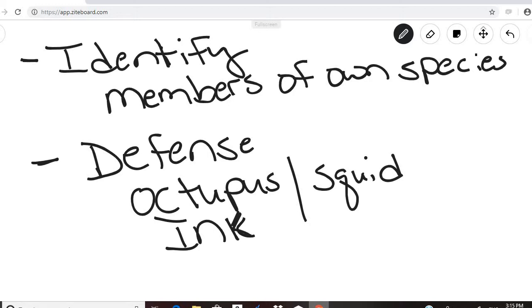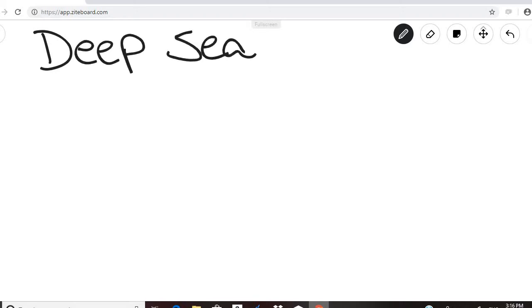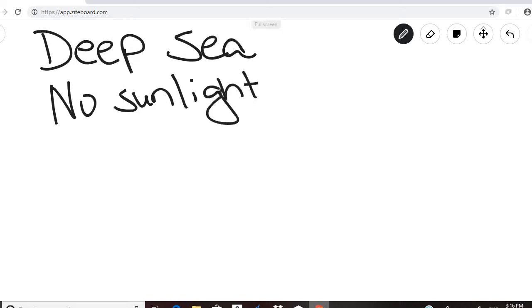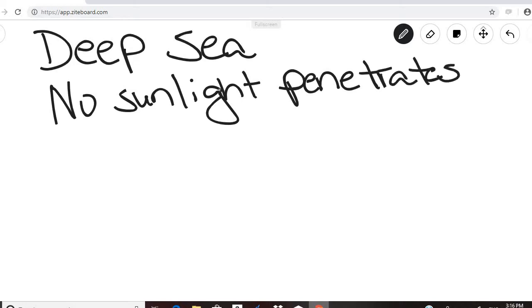Okay, so that is all we are going to say about the mesopelagic area. So now let's switch and let's talk about the deep sea. So in the deep sea, no sunlight penetrates at all. So it's always dark and it's always cold.